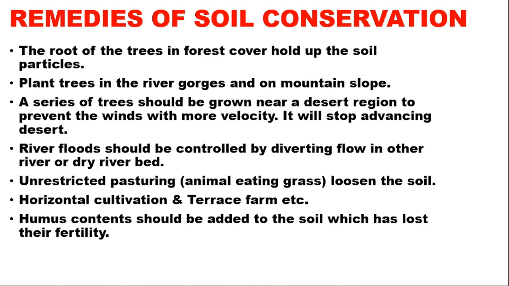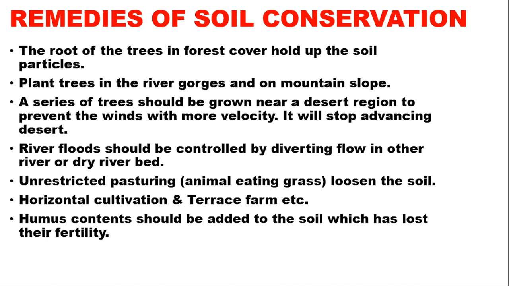Nearby your house, if there is some desert area, you need to grow some trees over there. What will this do? This will slow your winds, and as the speed of the winds slows, it will also stop soil erosion. Desert floods should be controlled by diverting the flow into another river or a dry riverbed. We can also divert our flood flow by diverting it to the dry river.